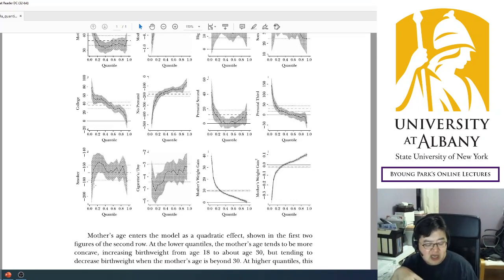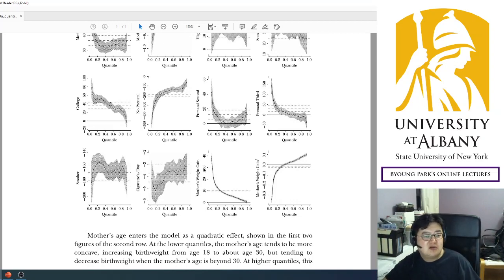So if you look at smaller babies, smoking has a bigger negative impact. On the average the impact is about minus 170, but for smaller babies it's minus 180, and then it fluctuates around. But this is more flat. Overall, it moves between about minus 180 and up to minus 150 something. So in this case, the fluctuation is not big. It's pretty much within the confidence interval of the mean regression.